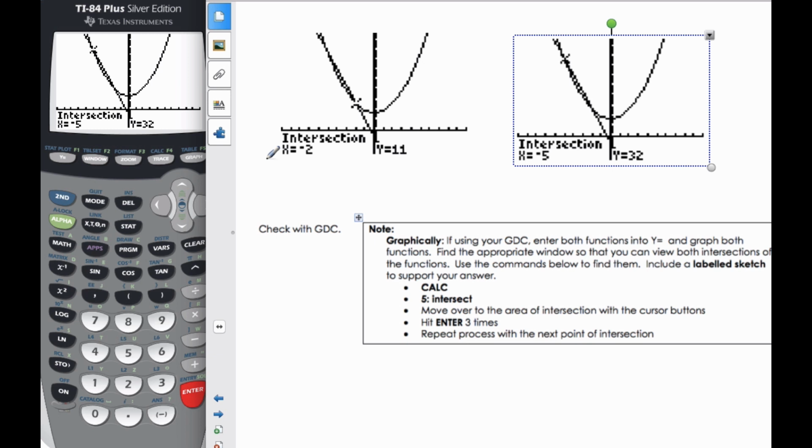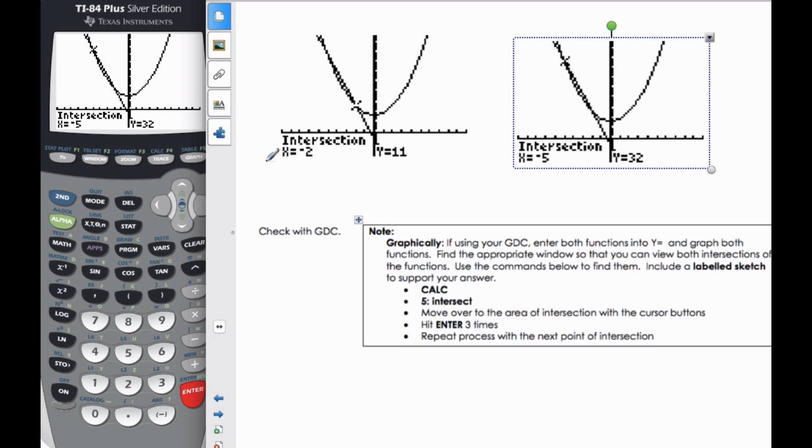Desmos is so much easier, I know, and it's intuitive and it's easy, but this is the technology you're going to have to use. It's not fair, it doesn't seem right, but that's reality. Good luck.